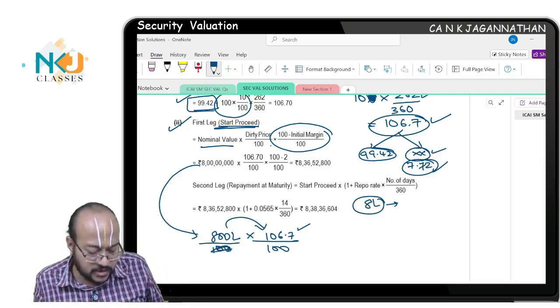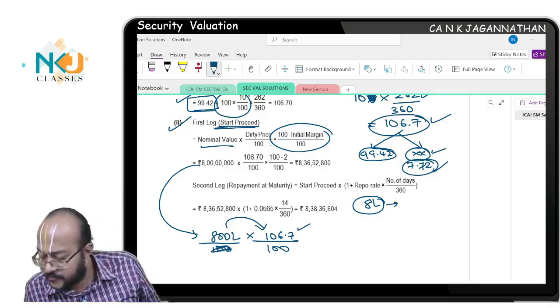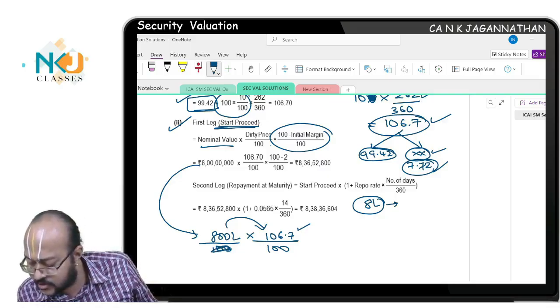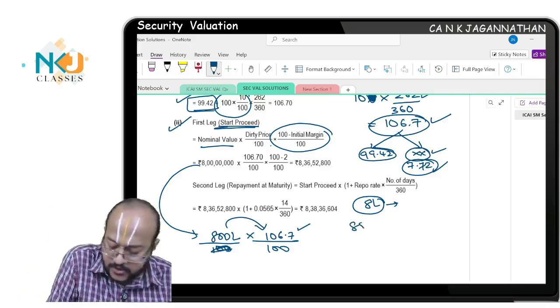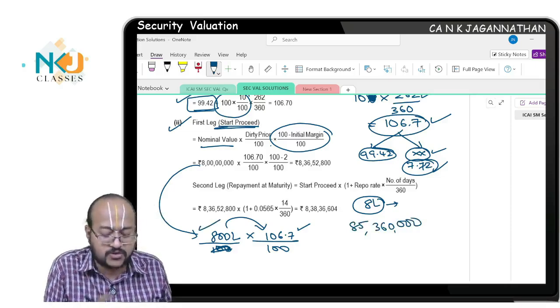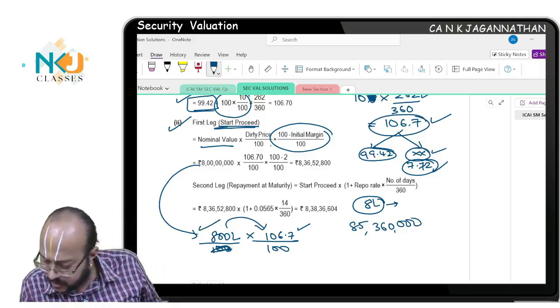Tell me, children, what will be the issue price initially? 8 lakhs into 106.7. How much is it? 85,360, that is 85 lakhs 360. Are you understanding? So 800 lakhs was initially there. Correct? Out of that, 800 lakhs.